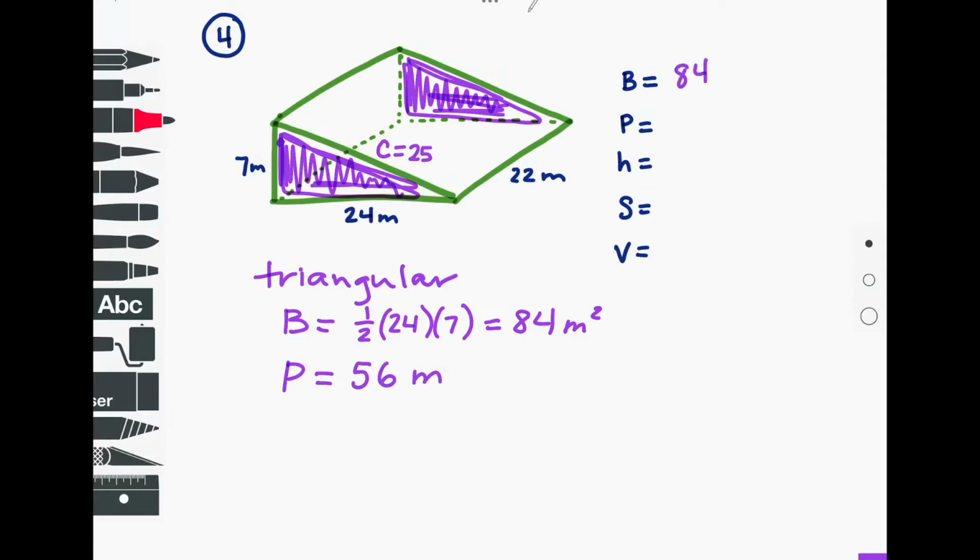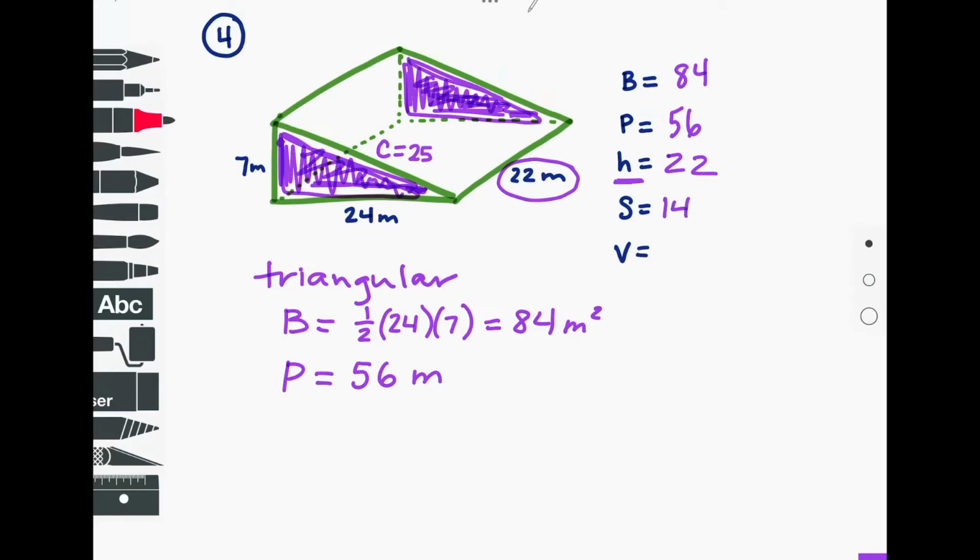So we've got 84, we've got 56, and then one more tricky thing is the height. That's the height of the prism, not of the triangle. So it's not 7. Remember that the height of a prism is the distance from head to toe, from base to base. So how far is it from the back triangle to the front triangle? That's what the 22 is. So again, this is laying down on its back, so it's hard to tell, but the height of the prism is the 22.